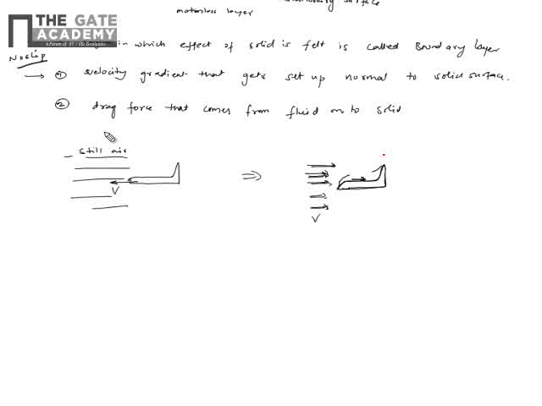That layer is called the boundary layer. And so the consequence of this boundary layer, or the consequence of the no slip condition, is that you have a velocity gradient set up, as well as a drag force that comes in this direction on the aeroplane.